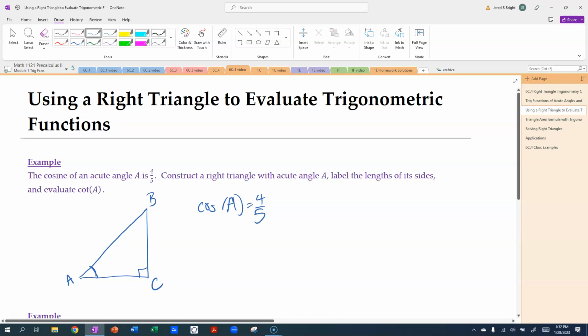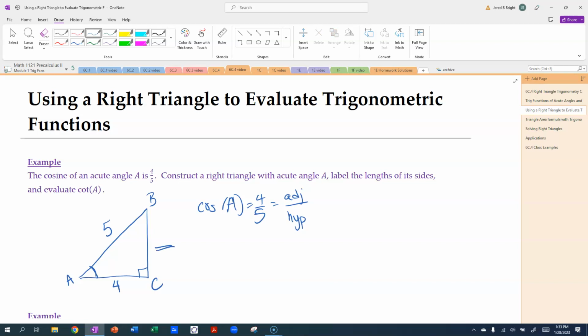We know that cosine is the ratio of the adjacent side of the triangle to the hypotenuse. Since this is all in ratio, I could say that this side, with respect to this angle, would be the adjacent side, so that would be 4, and then the hypotenuse would be 5. That leaves me with trying to find this side.